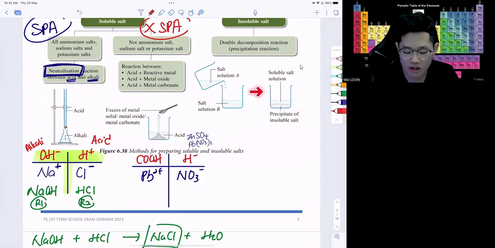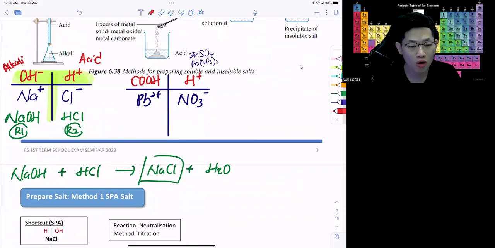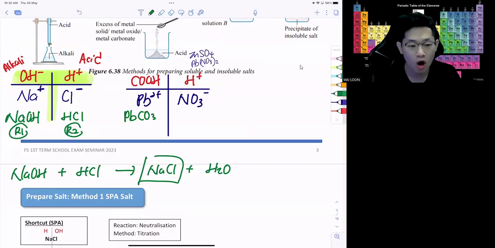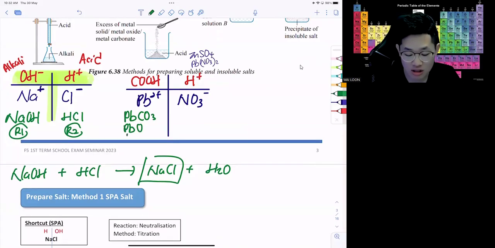COOH, H plus. Okay, why is it COOH? Because CO is carbonate, so my lead can pair with carbonate. O is oxide, so lead pairs with oxide. OH is hydroxide, so the lead can also pair with hydroxide. So there are a lot of options here for the soluble non-spa salt.